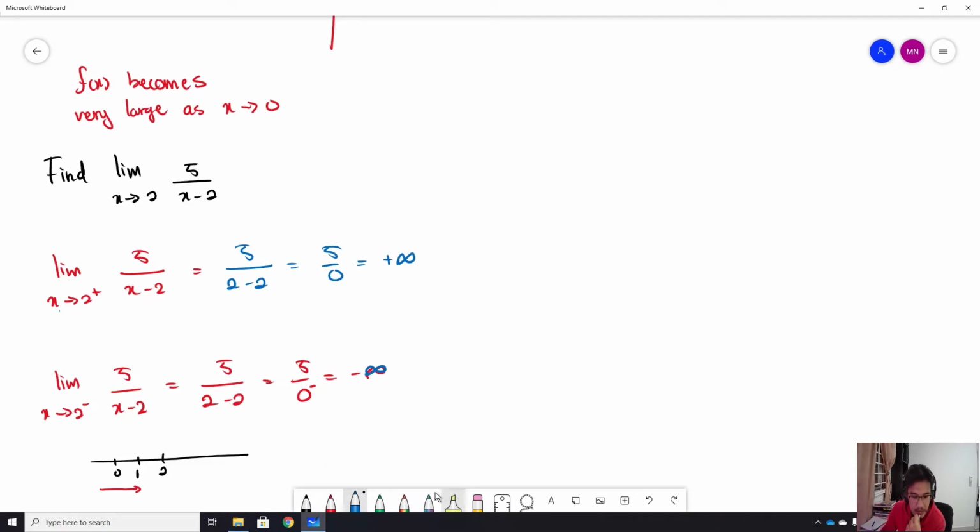If x is coming towards 2 from the right side, like 2, 3 and 4, x is coming from the right. All of these numbers on the right side of 2 are bigger than 2. So when a number bigger than 2 minus 2, it will give you a positive 0. That's why 5 over 0 gives you positive infinity.